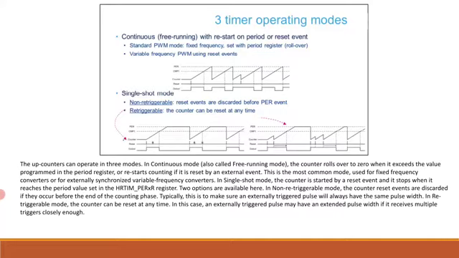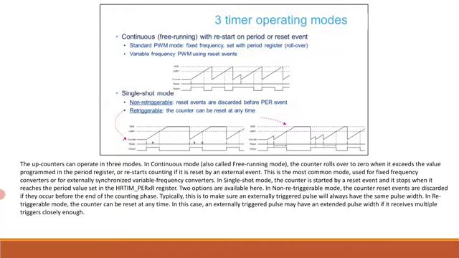This is the most common mode used for fixed frequency converters or externally synchronized variable frequency converters. In single shot mode, the counter is started by a reset event and it stops when it reaches the period value set in the HRTIM_PERxR register. 2 options are available here.